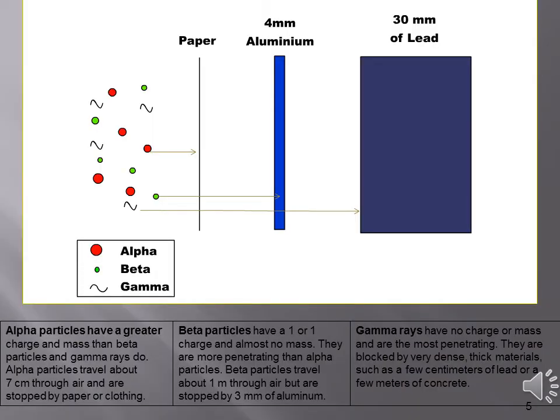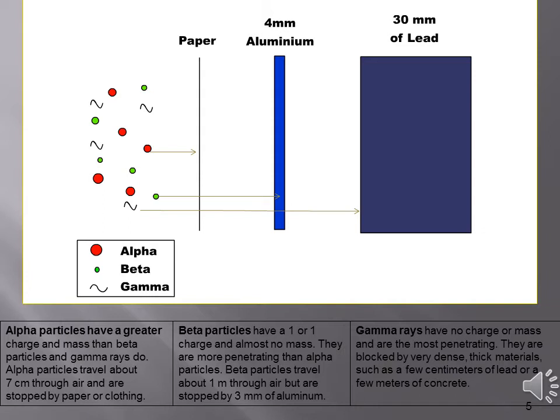In summary, we've said that alpha particles have a greater charge and mass than beta particles, and therefore they are slow and they have high ionizing power. Alpha particles travel about 7 cm through air and are stopped by paper or clothing. Beta particles have a charge of -1 and no mass. They are more penetrating than alpha particles. Beta particles travel about 1 meter through air but are stopped by aluminum foil.